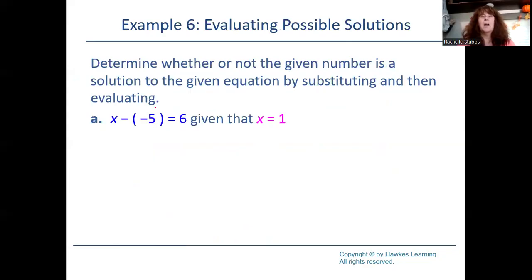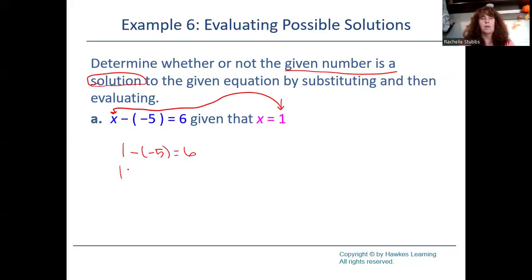Here we go. Now we are going to substitute 1 in place of wherever I see an X. So you're like a coach now. Coach, it's time to substitute player 1 in for player X. So 1 subtract a negative 5. Does that equal 6? Now remember, I'm just looking to see if it's true or false. I want to see if a given number is a solution. If both sides of my equation are equal, then it is a solution.